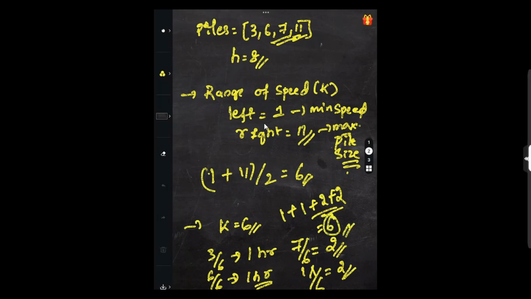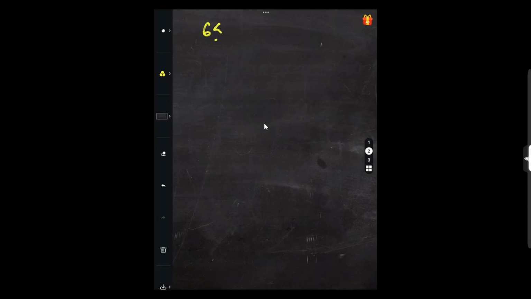So we know that 6 is less than or equal to 8. H they have given 8, right? So we reduce the right to 5. We reduce the right to 5 here in this step and set the min speed to 6 here. Min speed will be 6 here, right? So this is the first step.